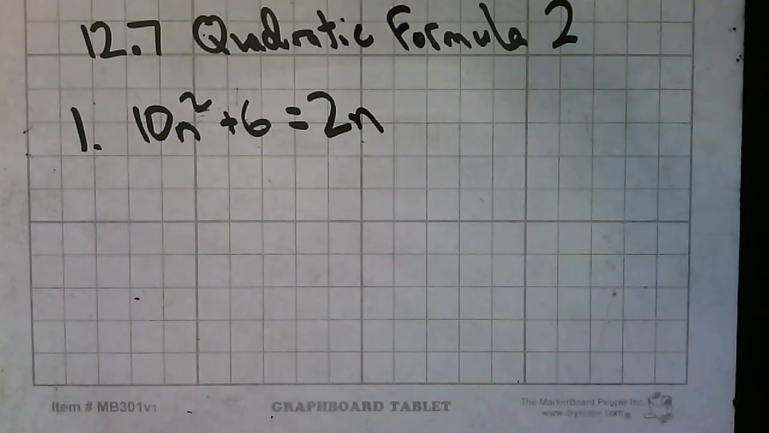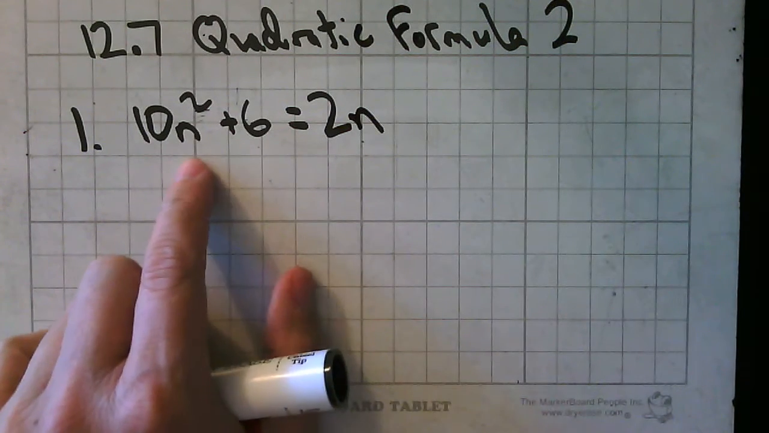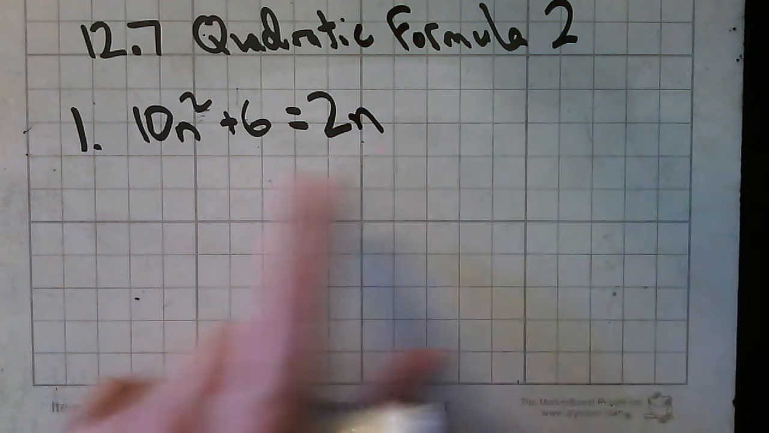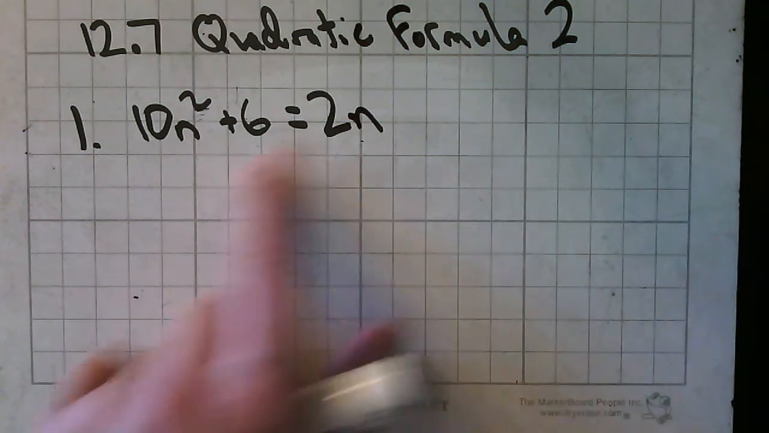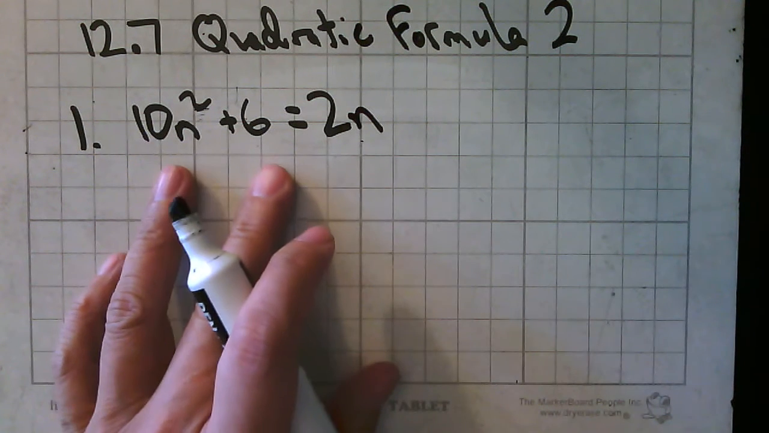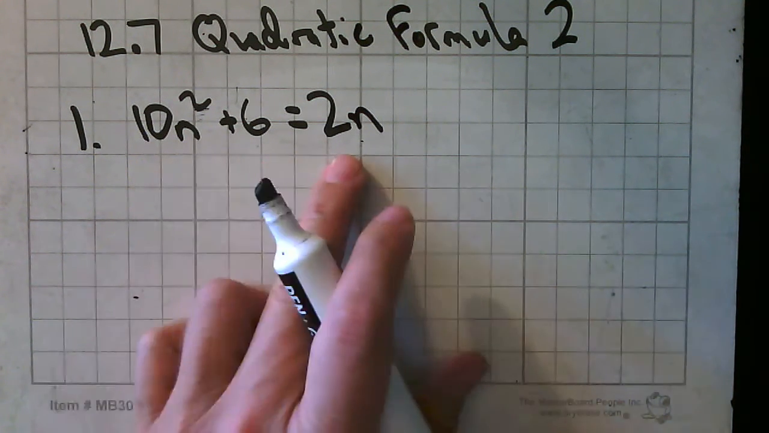Okay, in this lesson, the main difference is we're going to be simplifying at the end of the quadratic formula. Before we were just plugging it in, this time we're going to do the same thing, except we're going to have to simplify at the end. Okay, so here's our problem that we're trying to solve.